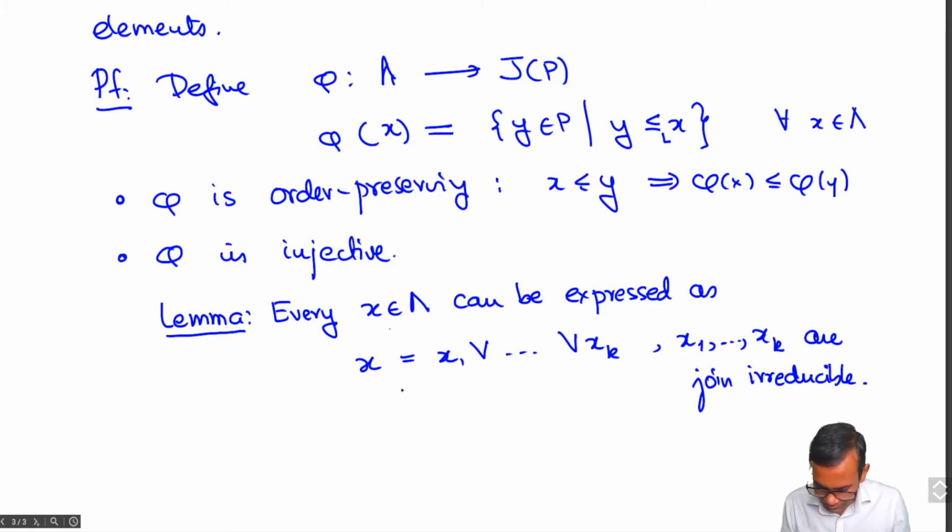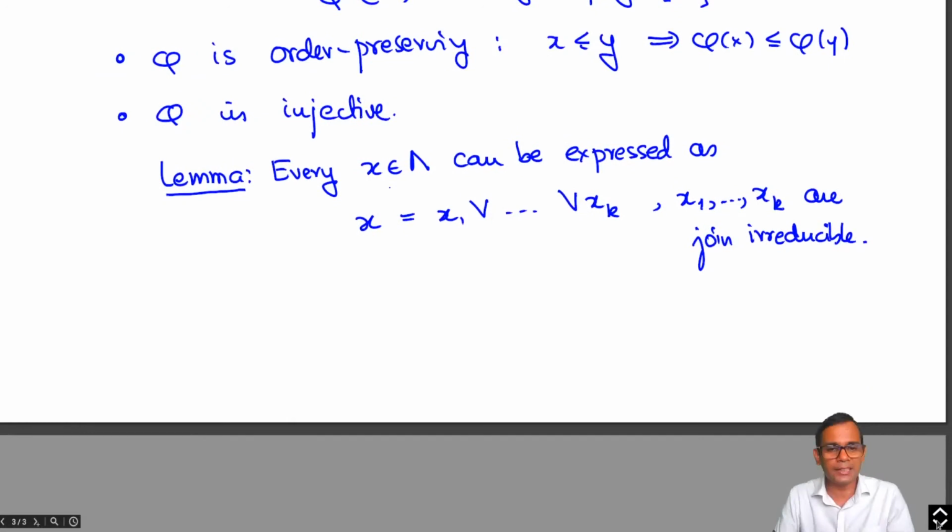But for any other element, I'll just give you an idea of how to prove this. If x is already join irreducible, then we're done. But if x is not join irreducible, you can write x as x1 join x2, where x1 and x2 are both strictly less than x. And now if x1 and x2 are both join irreducible, then you're done.